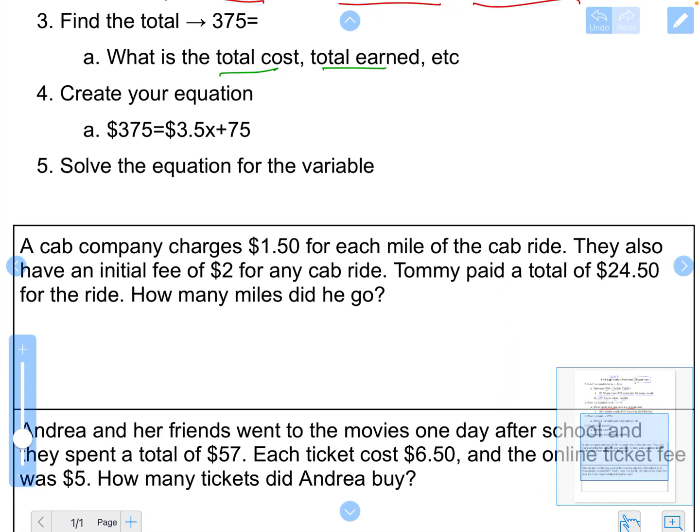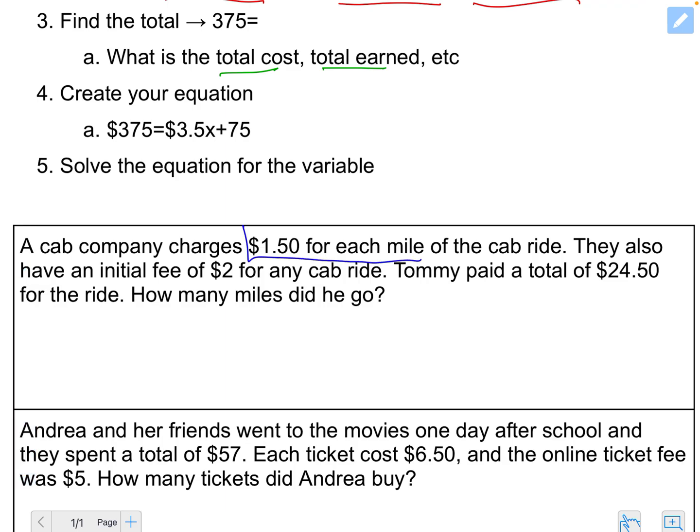A cab company charges $1.50 for each mile. So first things first, I found my magic word, which is each. So each tells me that miles is going to be my X, and that 1.5, or $1.50, is going to be the coefficient in front of my X.